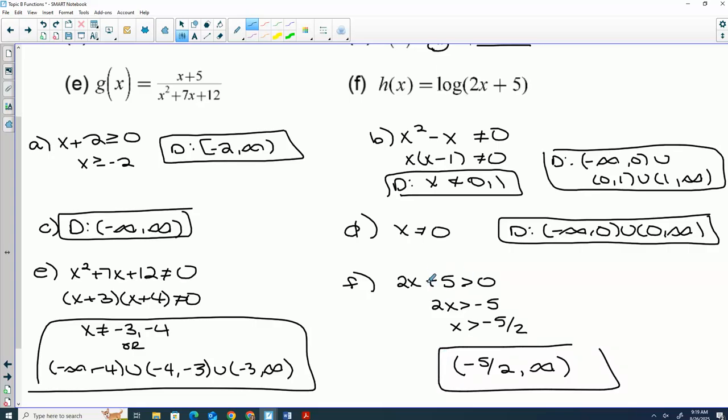Just as a reminder, when you're solving those, if that had been a -2x and you had to divide by a negative, what happens to your inequality? It flips. Okay, good. Any questions about domains or piecewise functions or difference quotient? We do have quite a bit of time. I want you to finish that worksheet. I'm hoping we can grade it before the end of the hour.